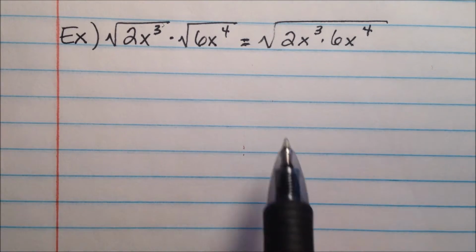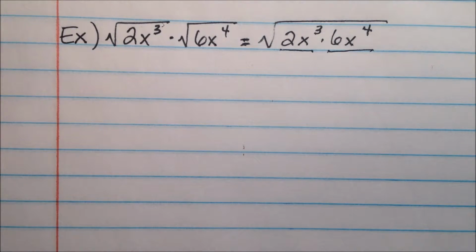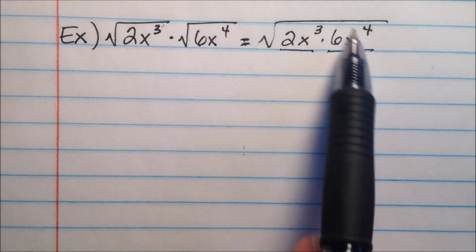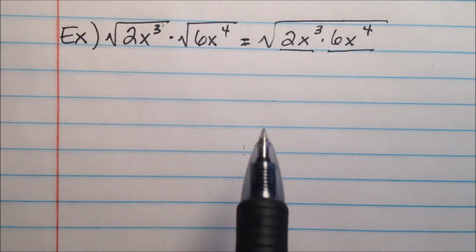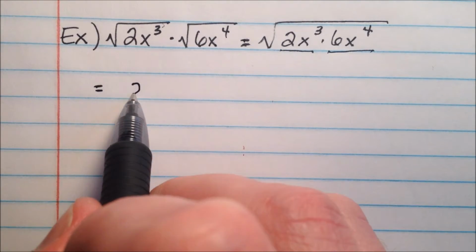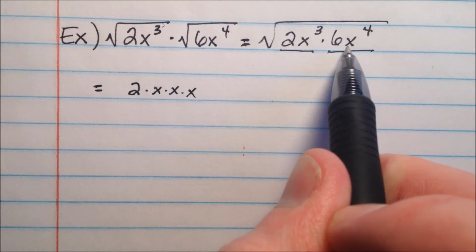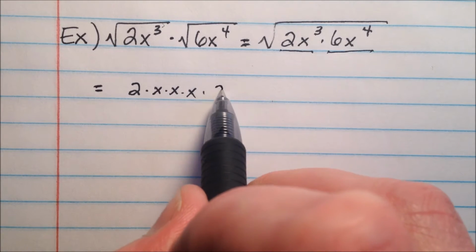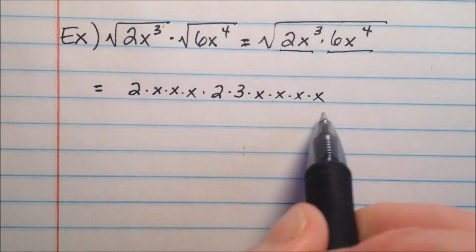So in the previous examples, at this point we would take each one of these separately and find the prime factorization instead of multiplying them together and then finding the prime factorization. There's just that little unnecessary step of multiplying them together, especially since we're just going to be breaking them back down again. So 2x cubed will actually be 2 times x times x times x, and 6x to the fourth will be 2 times 3 times x times x times x times x.